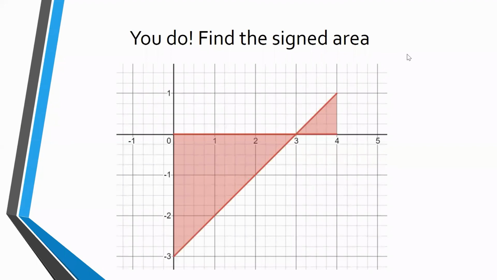I would like you to push pause on the video and find the signed area for the shaded region in this picture. Again, push pause on the video, try it, and then I will come back and solve the problem in the next video.